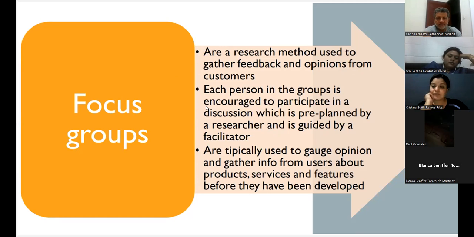Cristina, please read one and two. Okay. Are a research method used to gather feedback and opinions from customers. Each person in the group is encouraged to participate in a discussion which is pre-planned by a research and is guided by a facilitator.